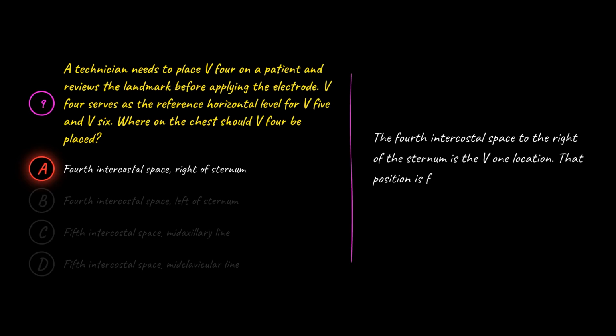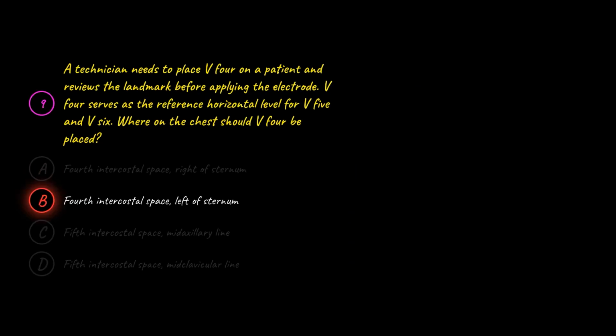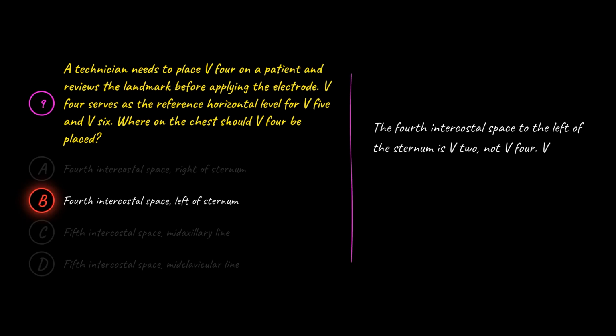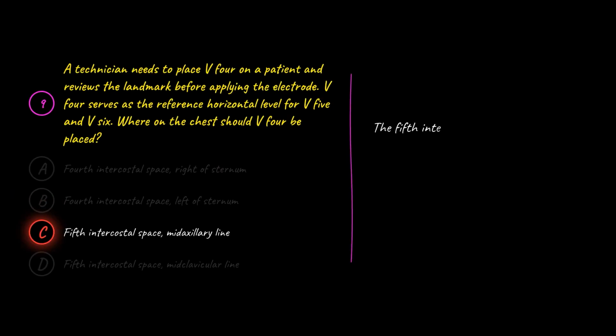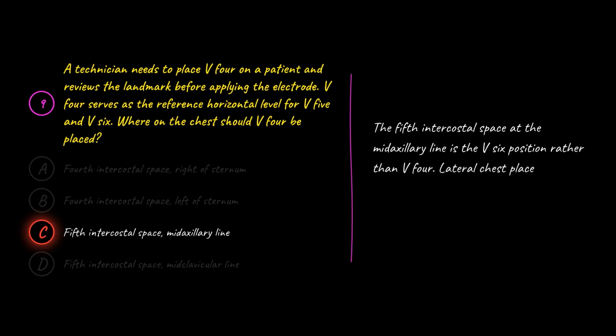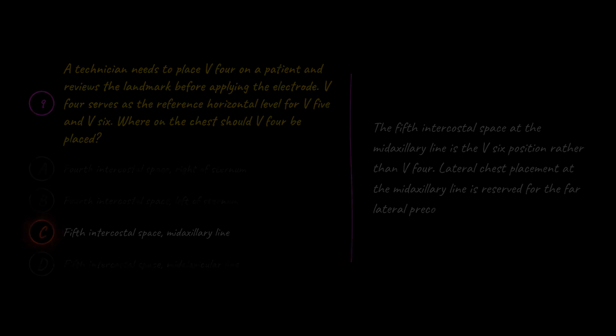That position is far from V4's level and on the wrong side of the chest for V4. B is wrong because the fourth intercostal space to the left of the sternum is V2, not V4. V2 is one intercostal space higher and considerably more medial than V4's location. C is wrong because the fifth intercostal space at the mid-axillary line is the V6 position rather than V4. Lateral chest placement at the mid-axillary line is reserved for the far lateral precordial lead.